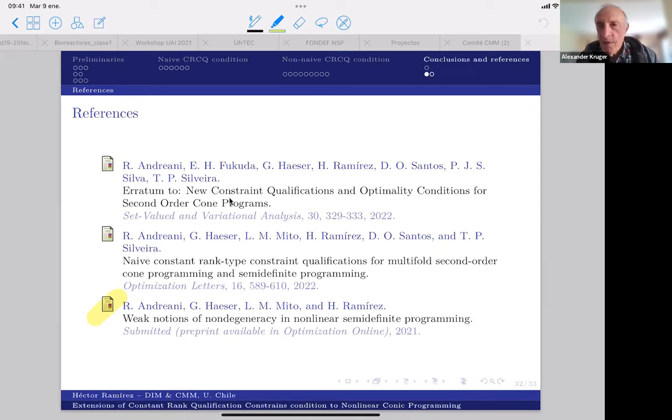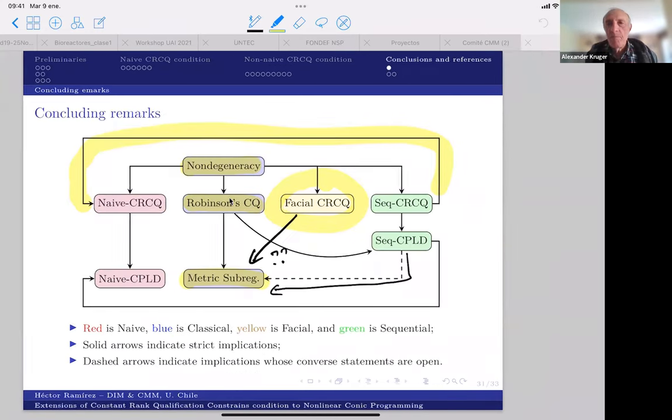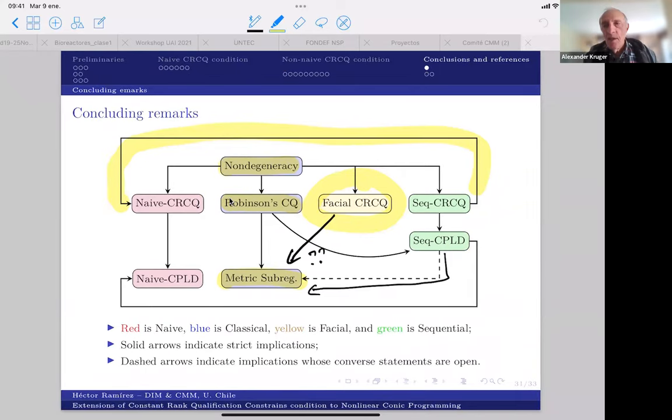So I don't see brave speakers appearing immediately. Hopefully some will ripen in a few minutes.